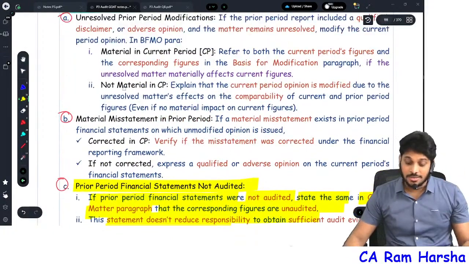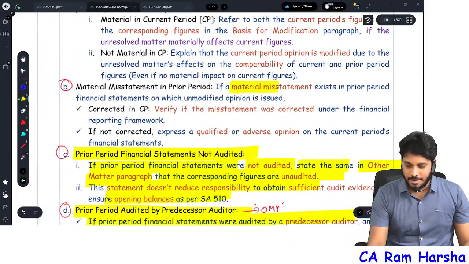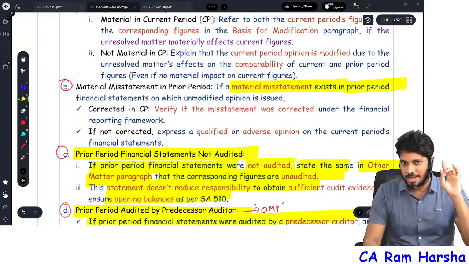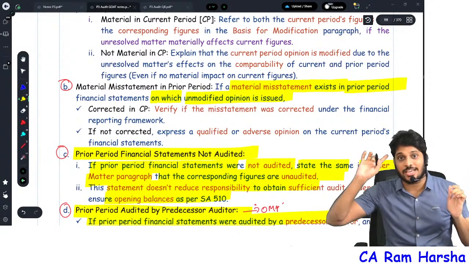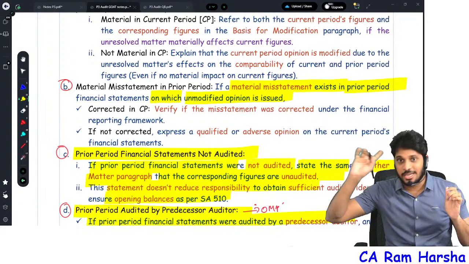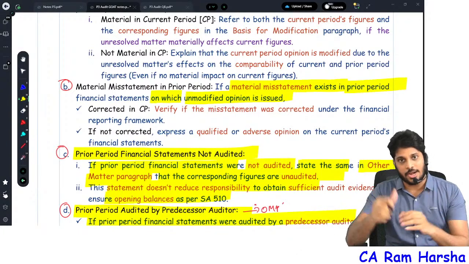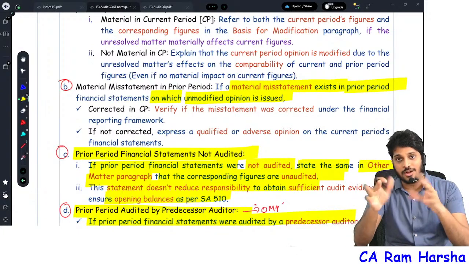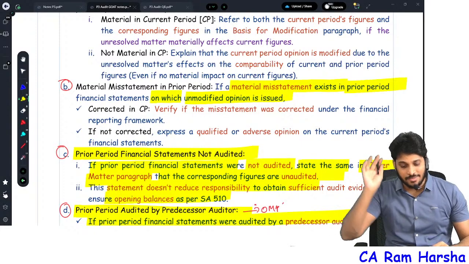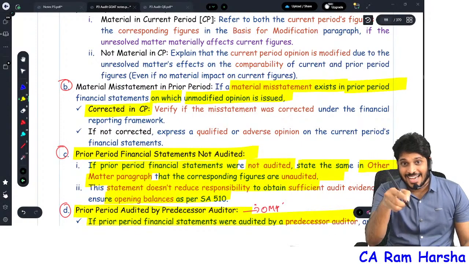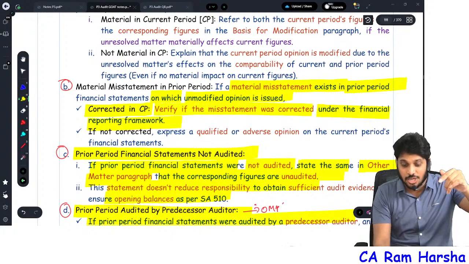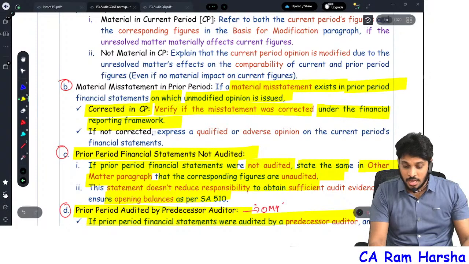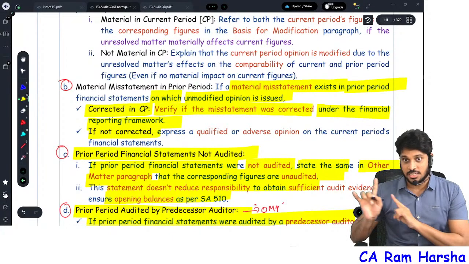Third scenario. A material misstatement exists in the prior period, and the last year's auditor gave an unmodified opinion, as it was not discovered. Is it corrected in the current period? Check and verify whether the mistake was corrected under the financial reporting framework in the current period. If not corrected, the last year's mistake is there.